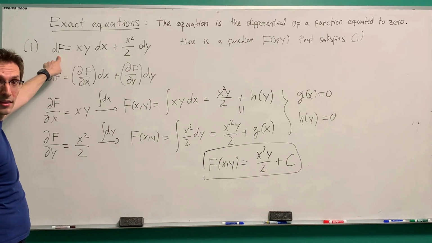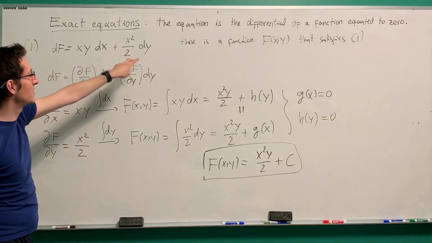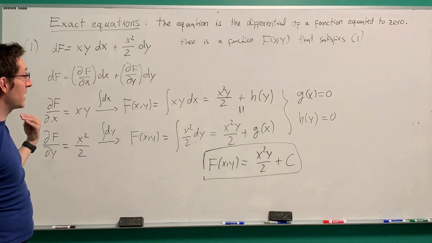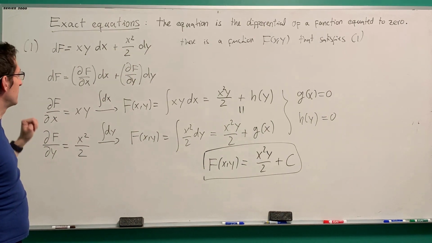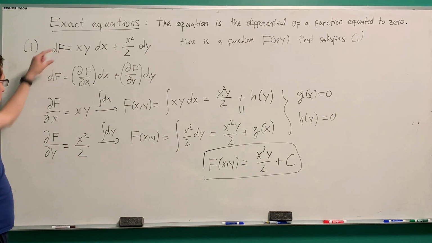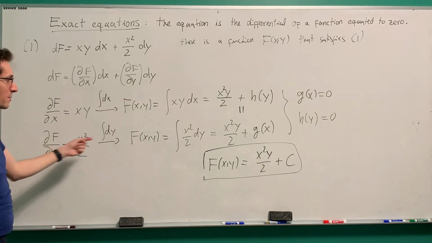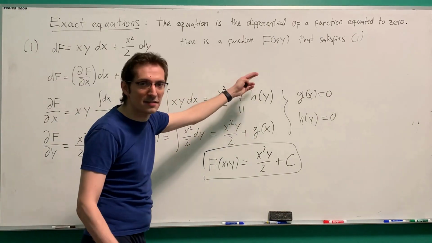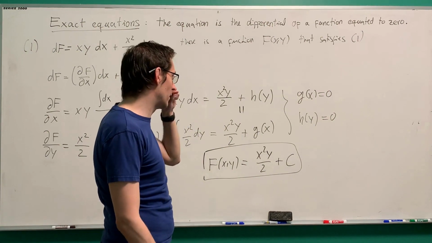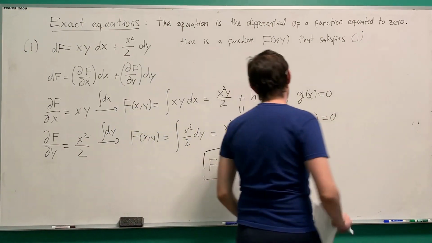That's Schwarz's theorem, comparing the cross derivatives. And then once you've checked it, you can find the f. To find the f, you take the partial derivative with respect to x and integrate with respect to x, the partial derivative with respect to y and integrate with respect to y, compare the two to find the constants, the functions of the other variable, and then find the solution.